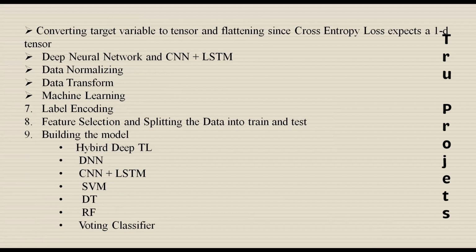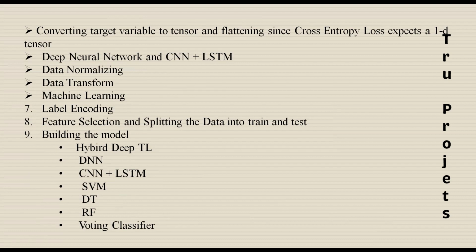Label encoding. Label encoding is a technique used to convert categorical data into numerical format, making it suitable for machine learning models. Feature selection and splitting the data into train and test. This module involves selecting the most relevant features or variables from the dataset to use for modeling. Feature selection helps improve model performance and reduce overfitting.